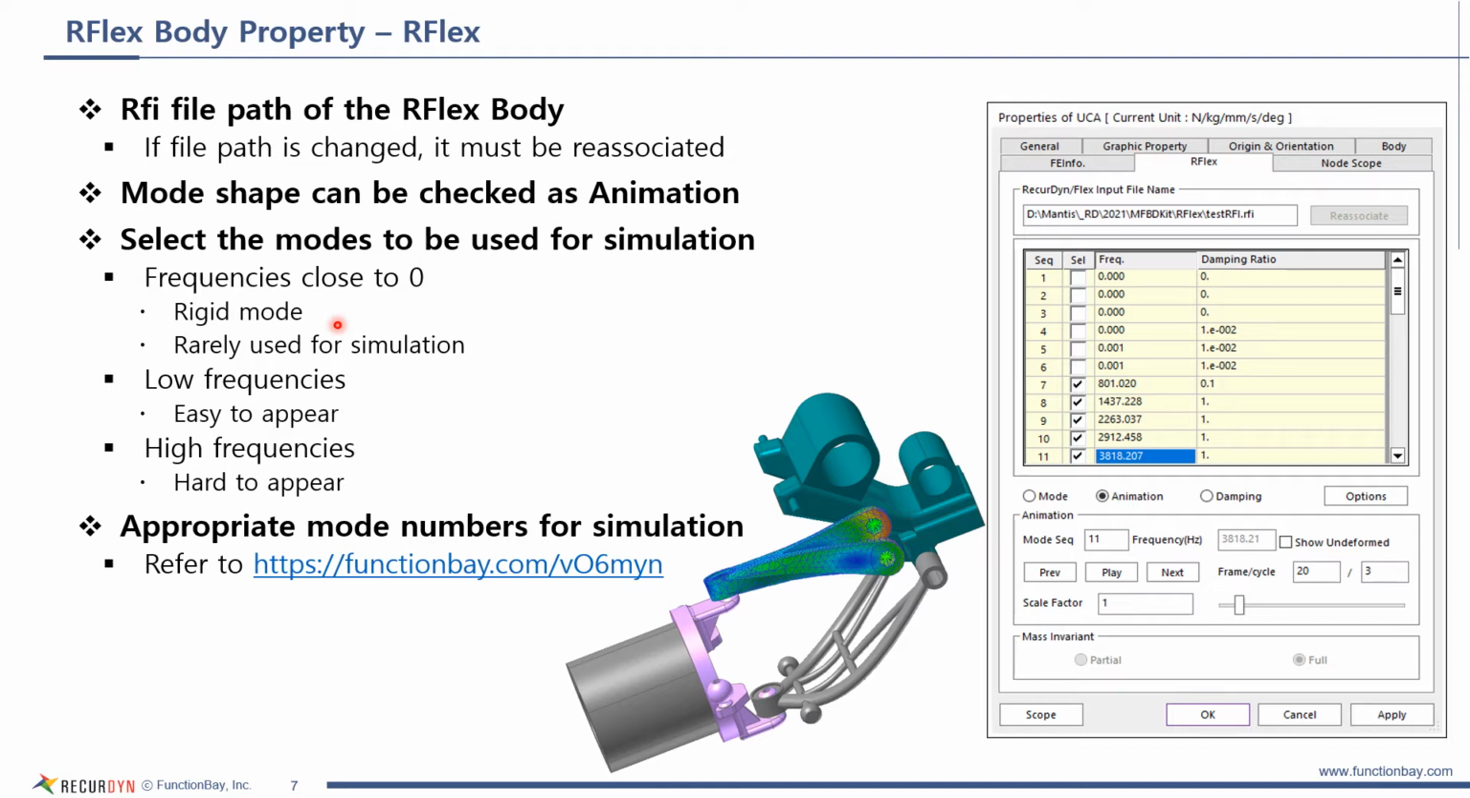Modes with frequencies close to 0 are usually rigid body motion, which are not usually suitable for simulation. Modes at low frequencies are the shapes that appear easily, and the modes at high frequencies are hard to appear. Therefore, mode shapes with high frequencies above 10,000 Hz are sometimes excluded from the simulation. To learn how to select the appropriate number of modes, please refer to the technical tip at the following link.